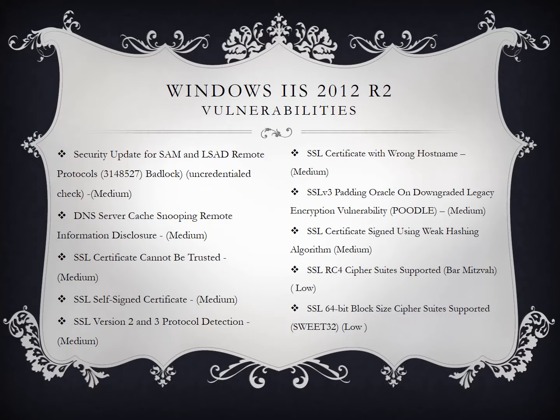We also have an SSL certificate cannot be trusted vulnerability, an SSL self-signed certificate vulnerability, an SSL version 2 and 3 protocol detection vulnerability, an SSL certificate with wrong host name vulnerability, an SSL v3 padding oracle on downgraded legacy encryption vulnerability, POODLE, an SSL certificate signed using a weak hashing algorithm, and then with the low criteria, we have the SSL RC4 cipher suites supported, Bar Mitzvah, which is a low vulnerability, and then an SSL 64-bit block size cipher suite supported, which is also a low vulnerability.